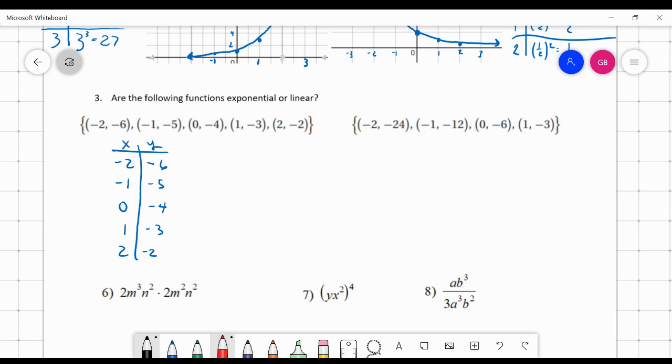Okay, notice over here on the left, the pattern is that you're adding 1 each time. That's the pattern. And then over here on the right, again, you're also adding 1. -6 plus 1 is -5, plus 1 is -4, plus 1 is -3, plus 1 is -2. Okay. The pattern is addition. So if you're adding by the same amount, this is going to be linear.